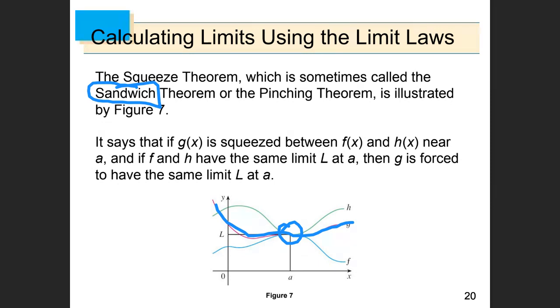So if you can get the limit for H and the limit for F, and they're the same, therefore your conclusion is that the limit for G is also equal to L. All right. And guys, that's basically it.